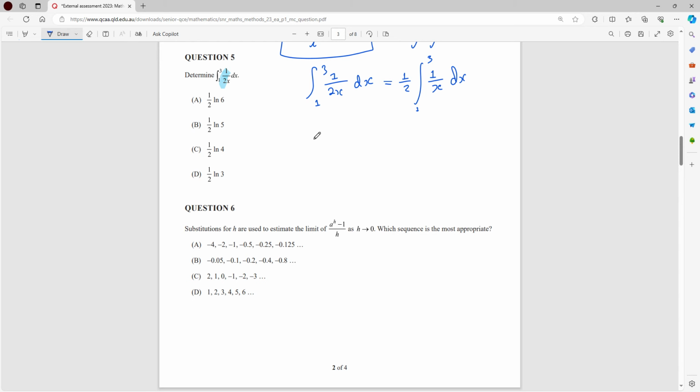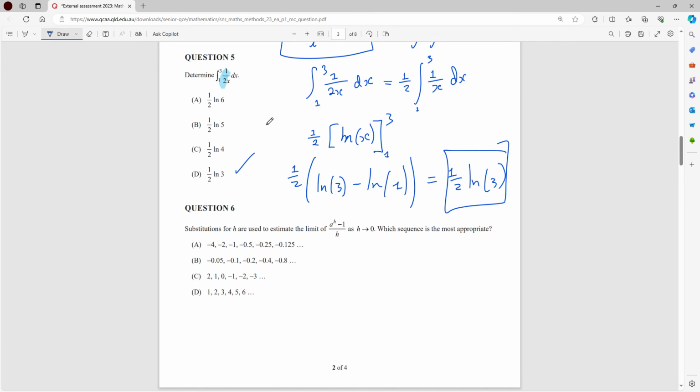This is going to be a natural log, so you have a half. We've got to have square brackets for the bounds. Natural log of x, 1 and 3. Then you substitute your bounds, so you have a half multiplying natural log of 3 minus natural log of 1. So this gives you 1 half natural log of 3. Okay? And you can see straight away the correct answer is D. Okay? Let's take a look at the next question.